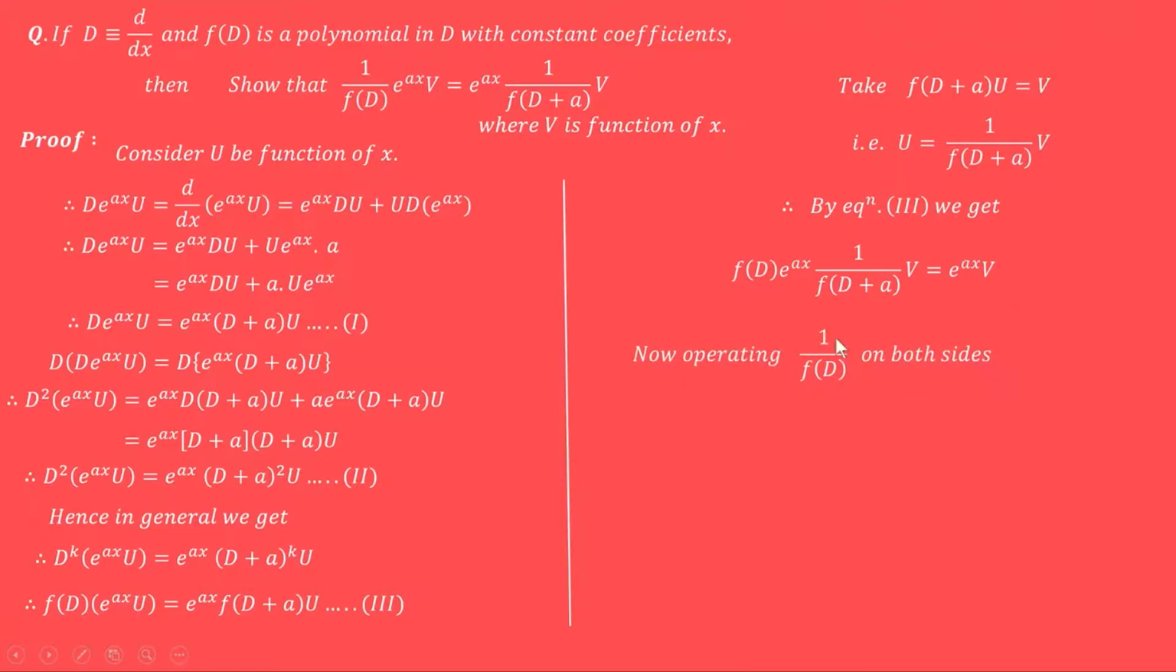Now operate 1 upon f of D on both sides. So here we get 1 upon f of D, e raised to ax into 1 upon f of (D plus a) into v is equal to 1 upon f of D, e raised to ax into v. Here f of D gets cancelled. So we get e raised to ax into 1 upon f of (D plus a) into v is equal to 1 upon f of D into e raised to ax into v.